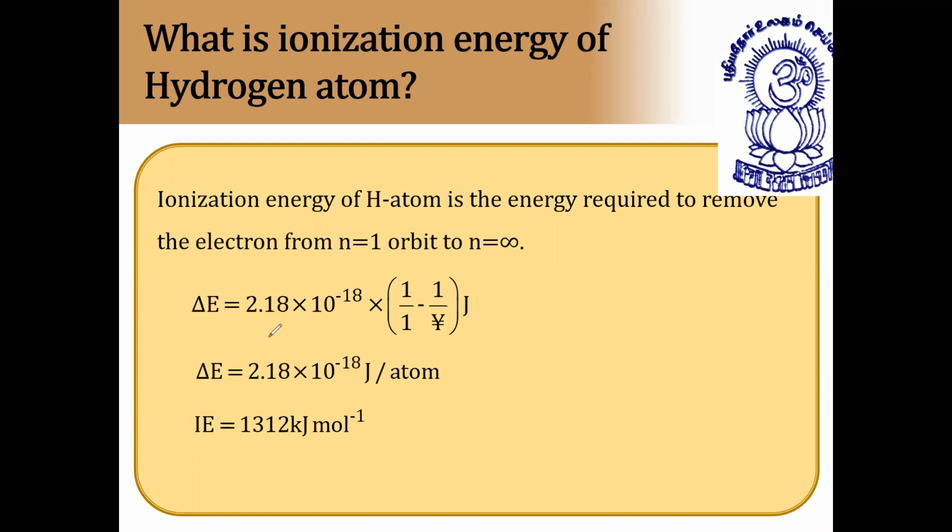Delta E is equal to 2.18 × 10 to the power of minus 18 joules per atom. Our ionization energy is 1312 kilojoules per mole. This is very important. So ionization energy is nothing but the energy of the electron in the nth orbit. So I hope this is clear for you. Next.